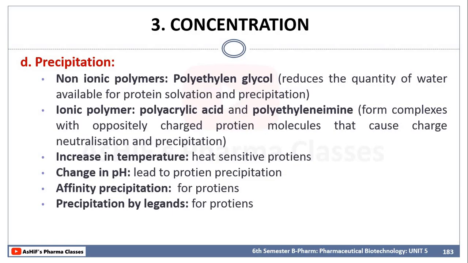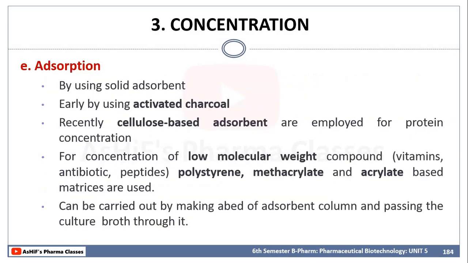These are the different methods for the precipitation for the concentration of the final products. And the last one is adsorption. Adsorption, again, by using an inert adsorbent like activated charcoal, we can separate the desired product. We can concentrate it by using activated charcoal or cellulose based adsorbent.